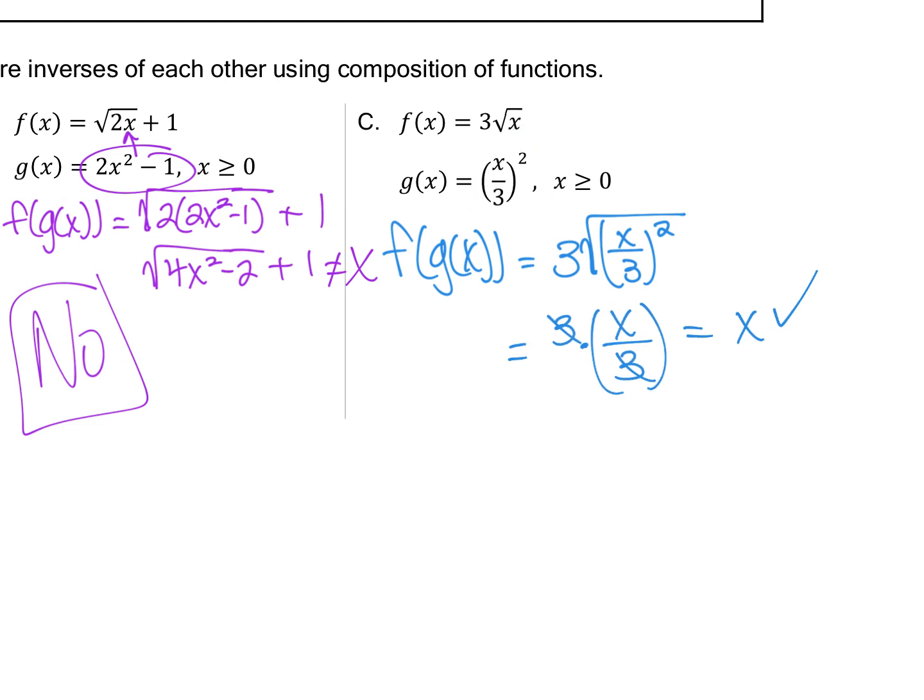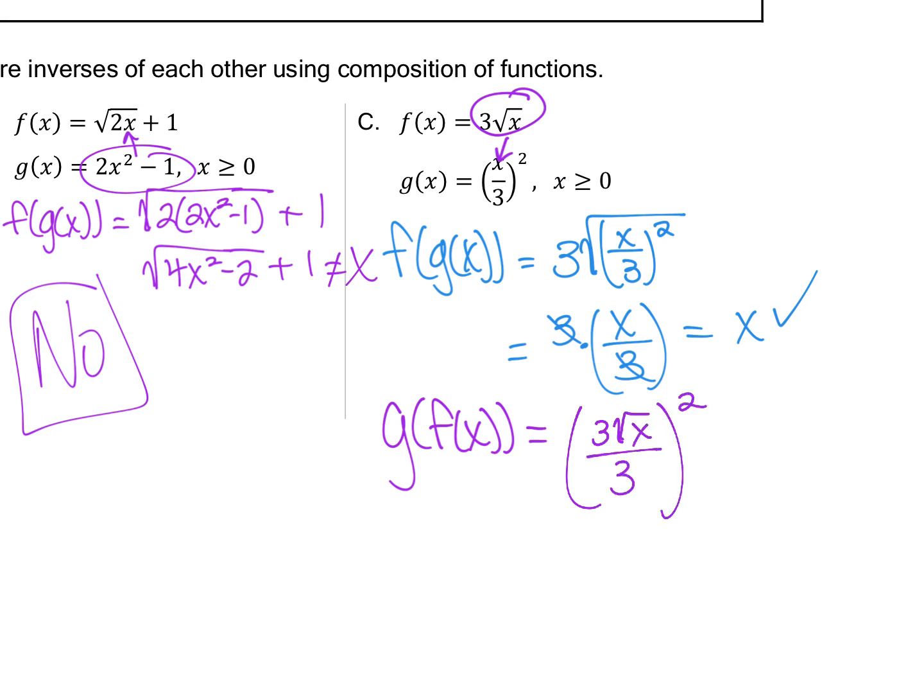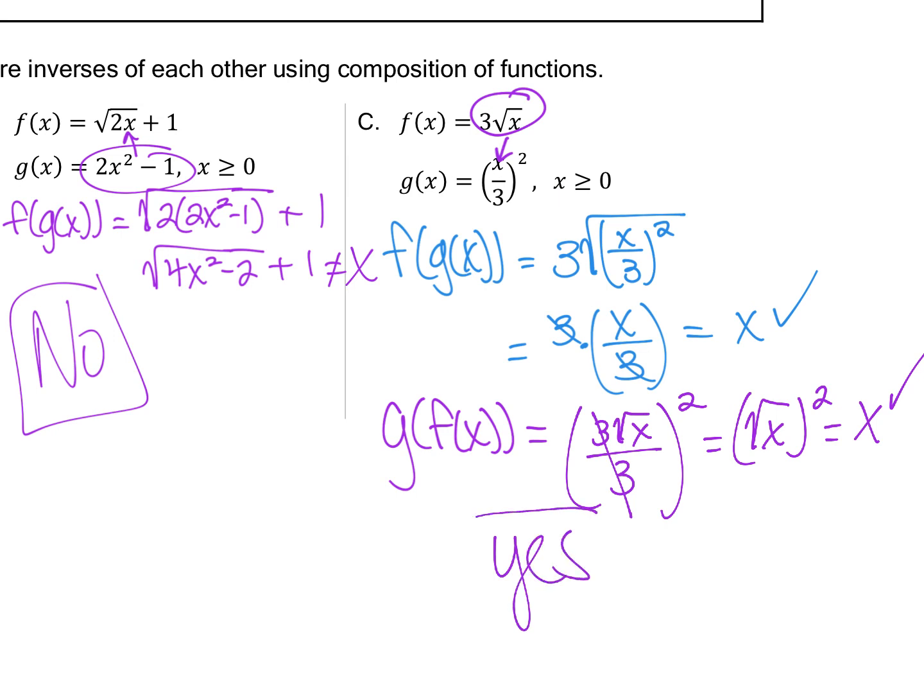Now doing the opposite. So I'm going to have, I'll have 3 square root of x on top over 3 and then squared. The 3's cancel, so I have square root of x, but I'm squaring it, so it gets rid of it, which equals x. So yes, these are inverses.